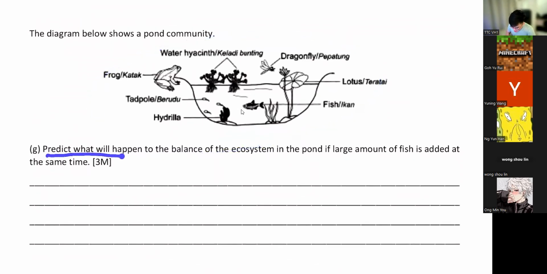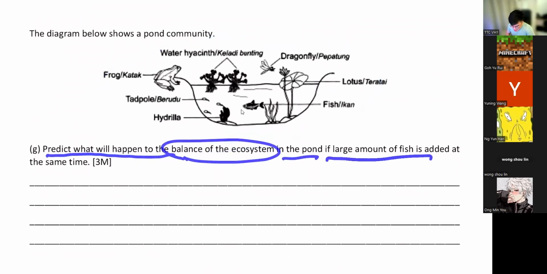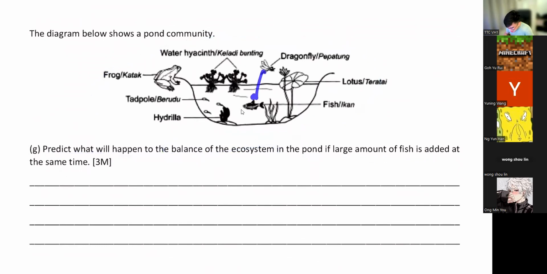So predict what will happen to the balance of the ecosystem in the pond if a large amount of fish is added at the same time. Right, so if I keep adding fish, what's going to happen? The fish is going to keep eating this tadpole, and it's going to keep eating all these things. It's going to spoil the whole ecosystem.